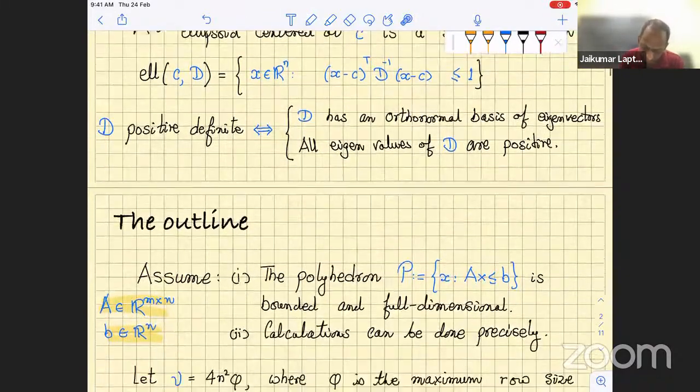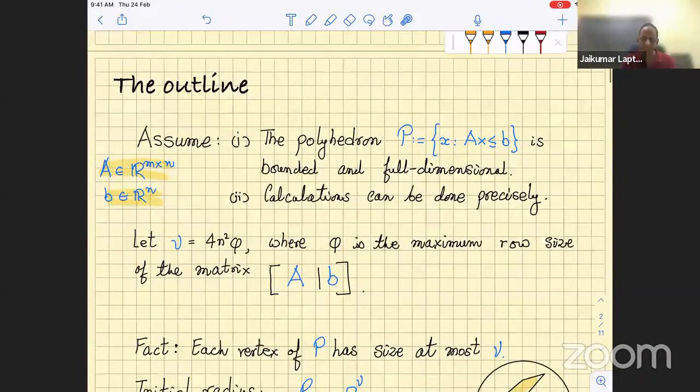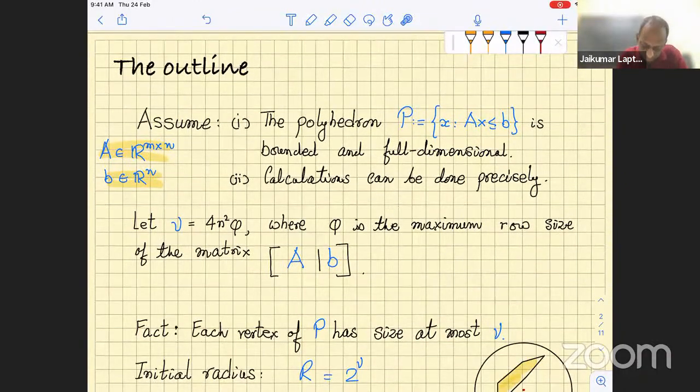So now let me review our ellipsoid method. We were given this polyhedron in the form of a set of inequalities, and we are going to assume that it is bounded and full dimensional. Very soon, maybe in about half an hour, I'll tell you how these assumptions can be removed.